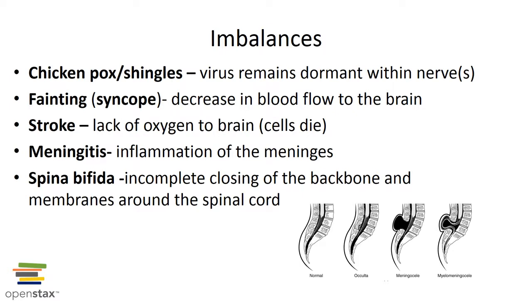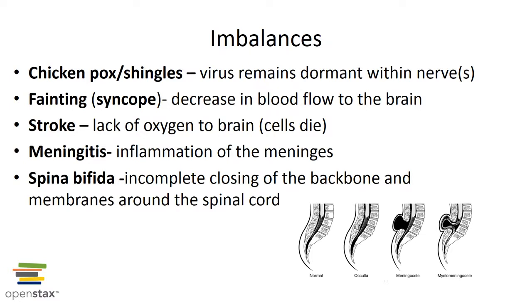Imbalances associated with the nerves are shown here. Chickenpox or shingles is a virus that can remain dormant within the nerves. You may suffer from chickenpox as a child, and then the virus can remain dormant and show up later as an adult as shingles. Fainting or syncope is where you have a decrease in blood flow to the brain.